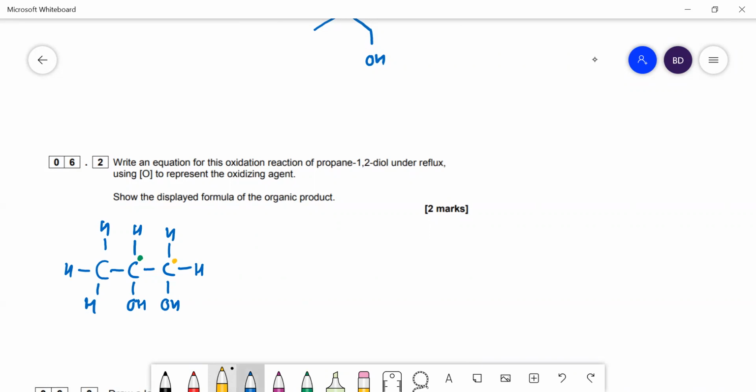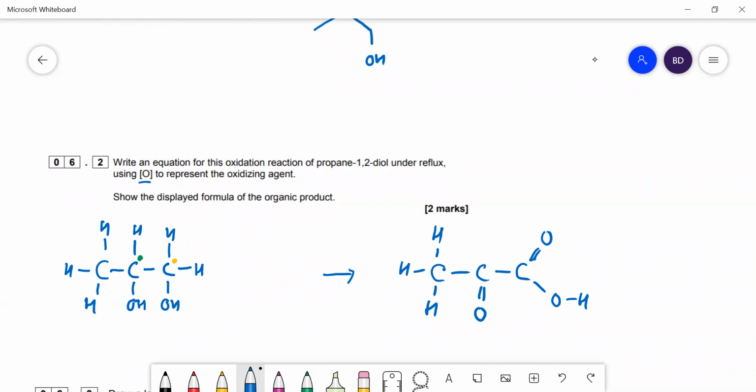So let's draw that. So we're going to get a displayed formula of the organic product. Okay, so the end, the yellow carbon, that's going to be a carboxylic acid. The green carbon in the middle, that's going to be a ketone, and you'll have 3 bonds there. Okay, so that helps us balance in this equation. So we've got to use O to show the oxidizing agent.